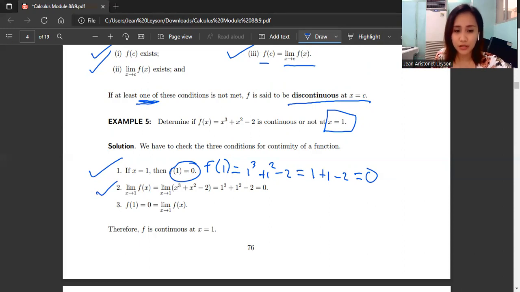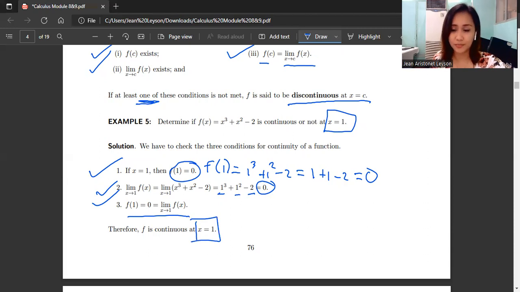So substituting for the first term, the second term, and the limit of the constant is the constant itself. So we will get 0. So that satisfies our second condition. Now, third condition, since the value of the function at c and the limit of the function are the same or are equal, therefore, the function is continuous at x is equal to 1. Okay, very, very easy, guys.